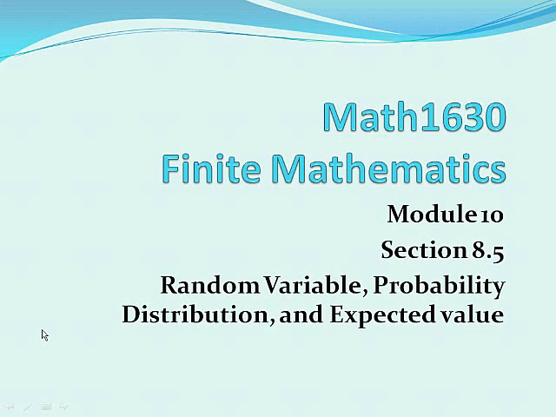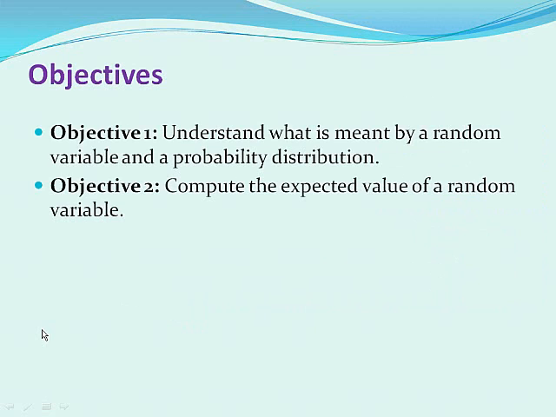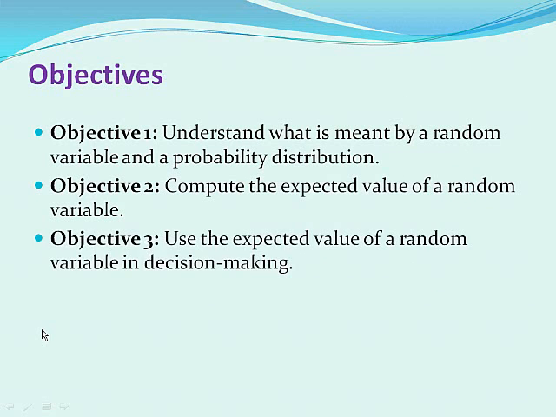Module 10, Section 8.5, Random Variable, Probability Distribution and Expected Value. Objectives. Objective 1. Understand what is meant by a random variable and a probability distribution. Objective 2. Compute the expected value of a random variable. And Objective 3. Use the expected value of a random variable in decision making.